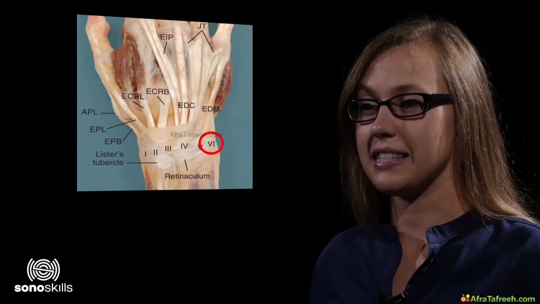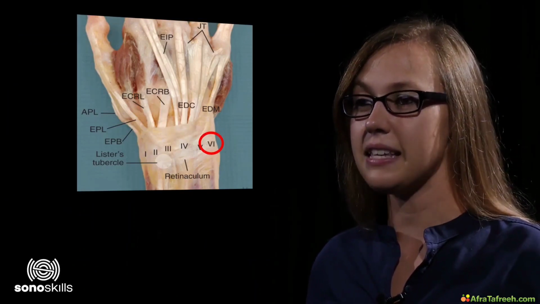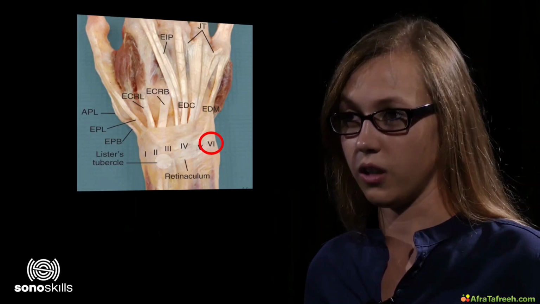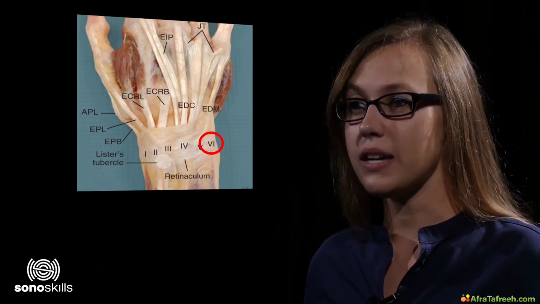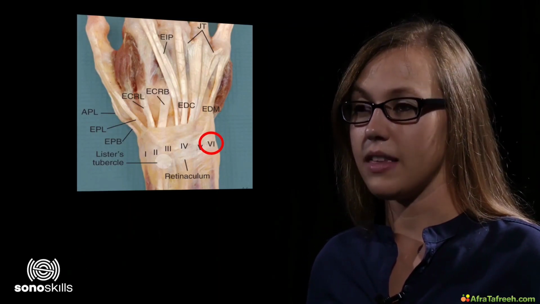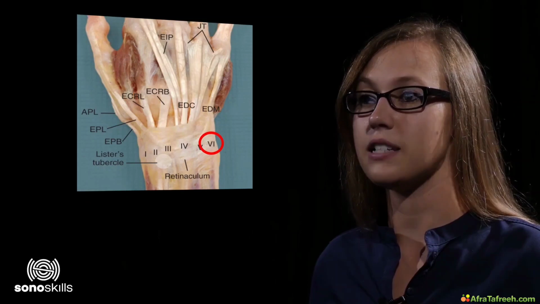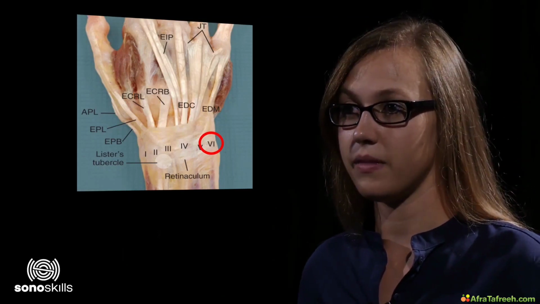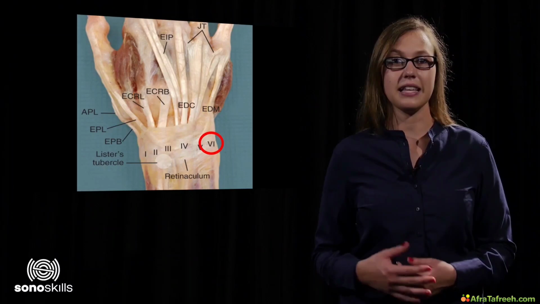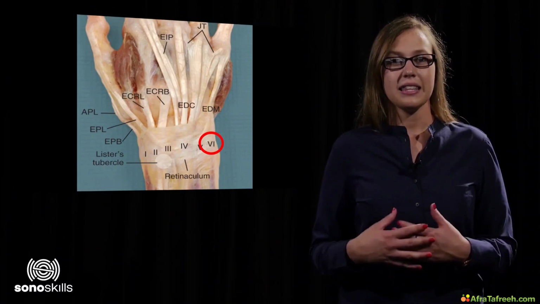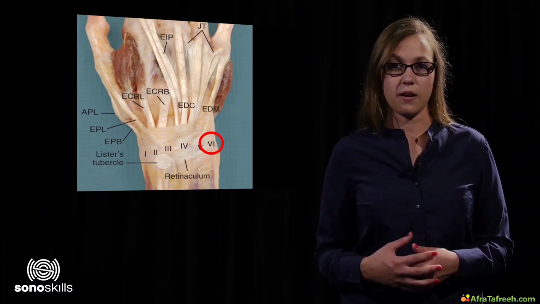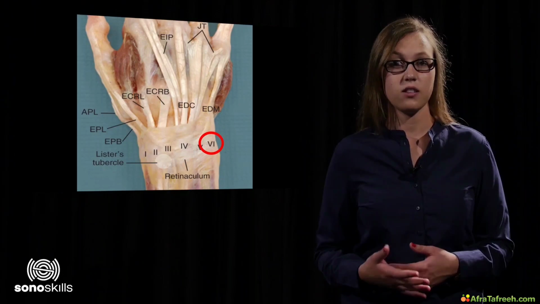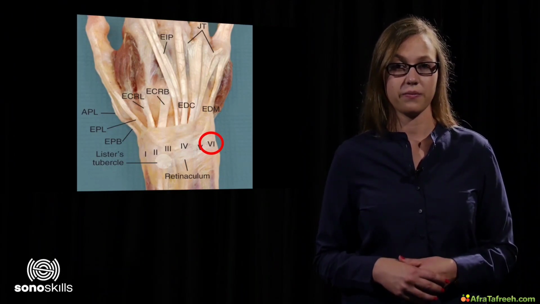Compartment 6 contains a single tendon, the ECU or extensor carpi ulnaris. It can be located by feeling the dimple that you can palpate if you glide off the ulnar styloid process towards the ulnar side. This dimple contains the ECU. The ECU can be felt moving when the wrist is dorsally flexed with ulnar abduction.